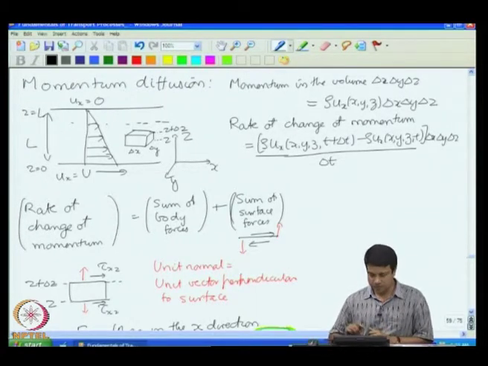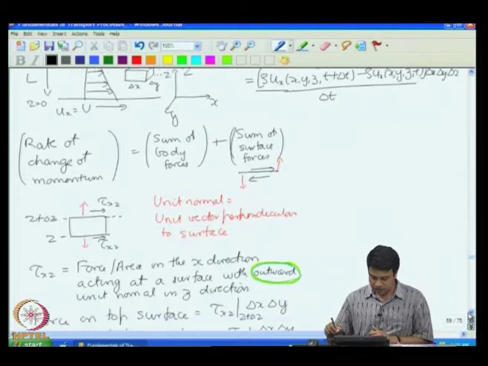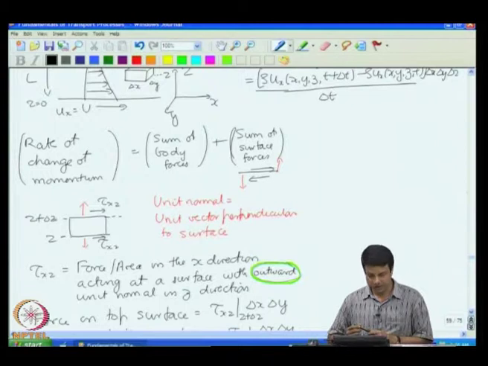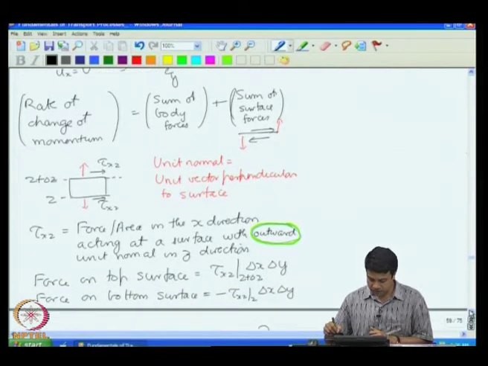The surface forces are proportional to the surface area. In that lecture we looked at surface forces, the shear stress acting on the top and bottom surfaces. I defined tau xz as a force per area in the x direction acting at a surface with outward unit normal in the z direction, and from that I got for you the forces on the top surface and the force on the bottom surface.